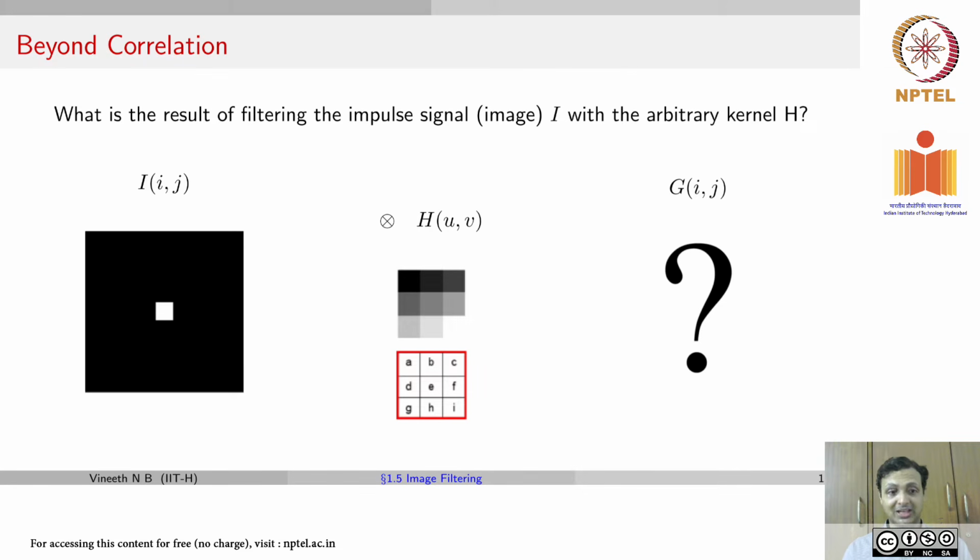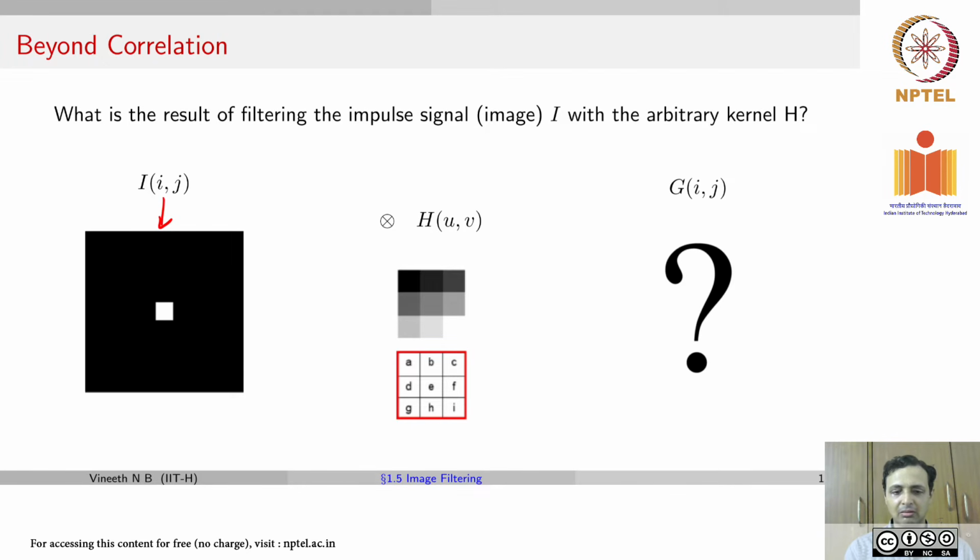So let's ask an important question now. Let's take an impulse signal. For those of you with a signal processing background, you'll be able to appreciate this. Let's define an impulse signal as a single white pixel in the middle of an entire black image. We're going to call that an impulse signal.